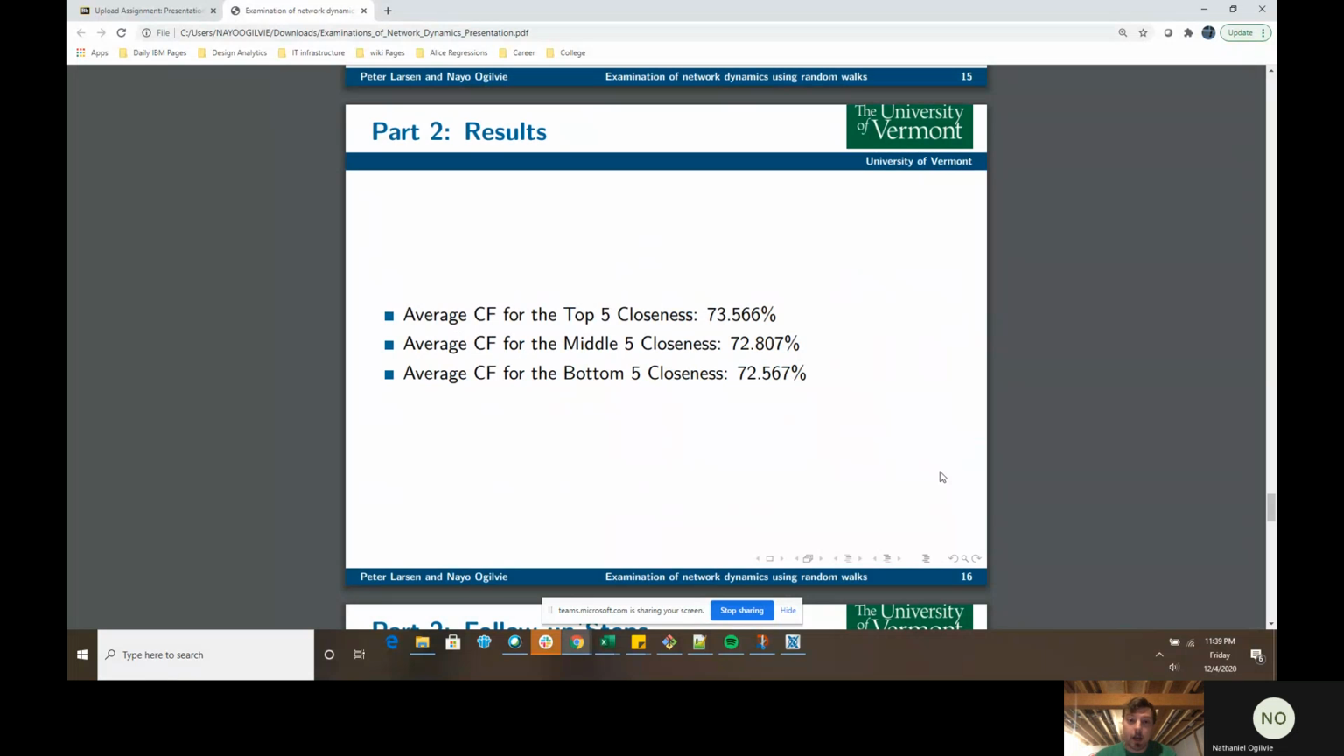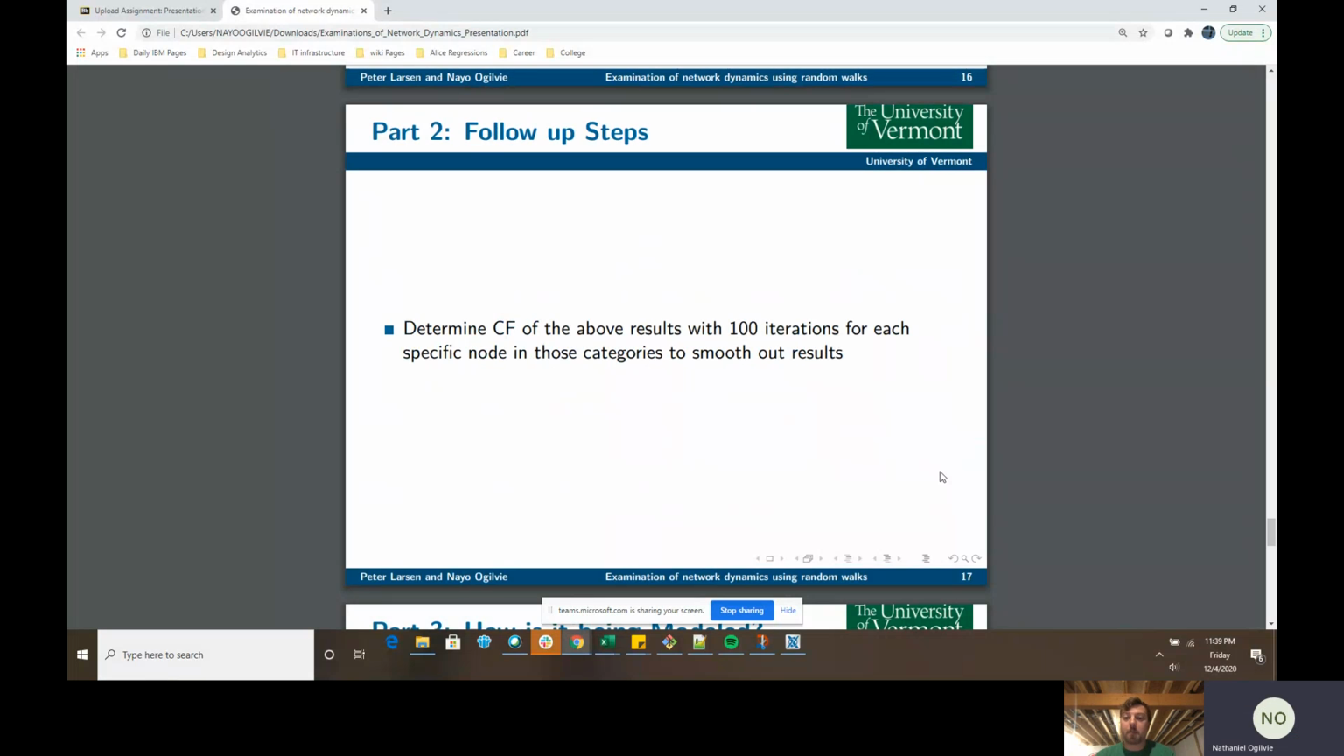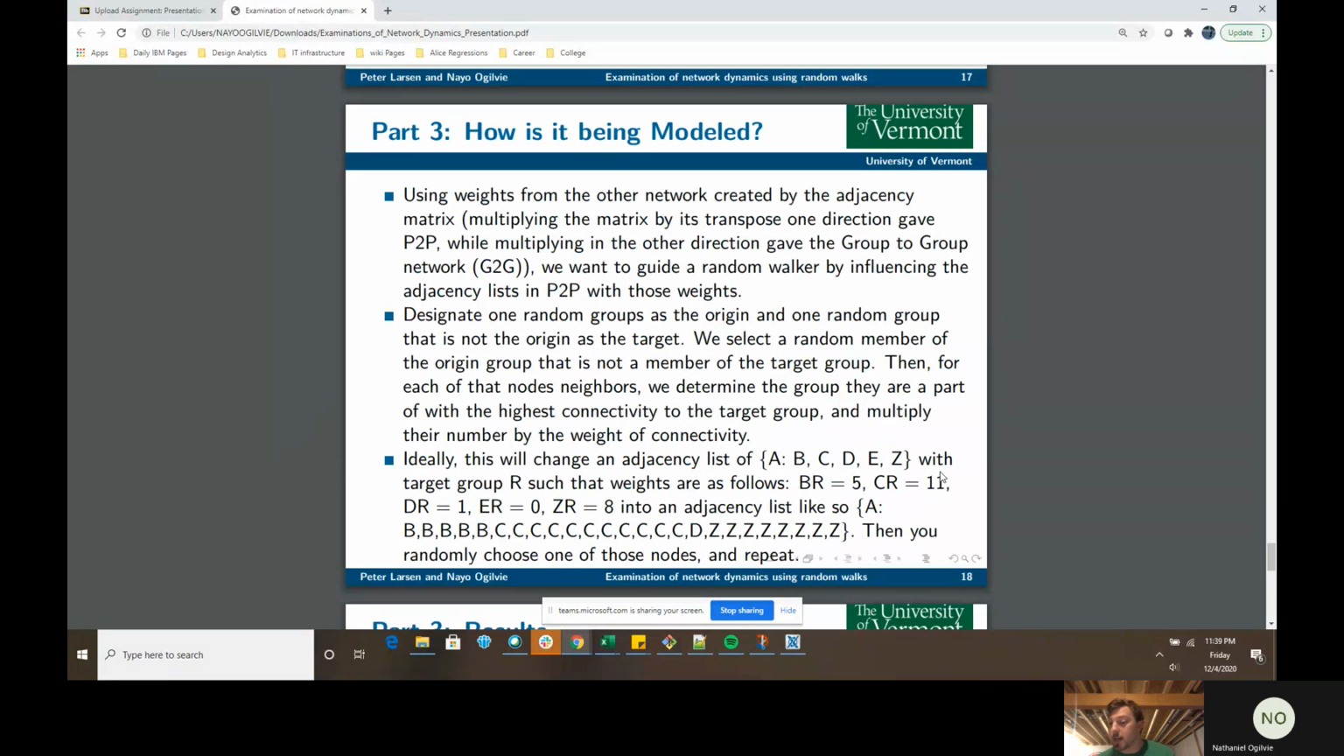We aren't sure why. And if you continue on now, the reason is that we haven't done the 100 iterations for each of the specific nodes in the top five, middle five, and bottom five for all three. And so we aren't sure necessarily if these numbers are outliers or if they are true to the norm. This requires further work. We hope to get that within the next week or so.